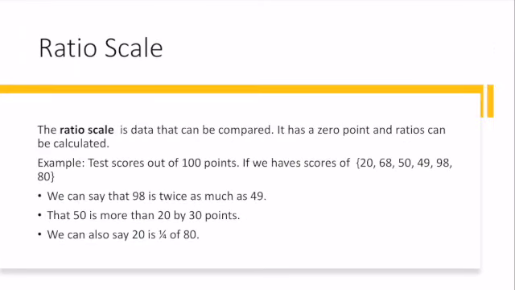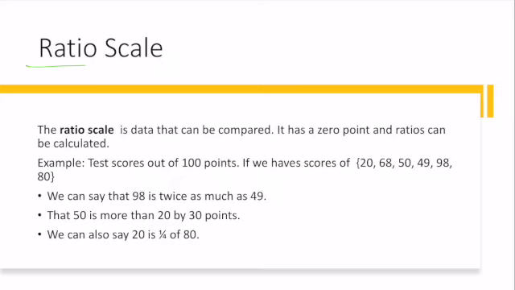Ratio data can be compared. It has a 0 point, right? Test scores out of 100 points are a great example. You could get a 0. I doubt you will, but you could, right? We can say that 98 is twice as much as 49. We can make a comparison. We can say 20 is 1/4 of 80. So this is going to be our ratio data.